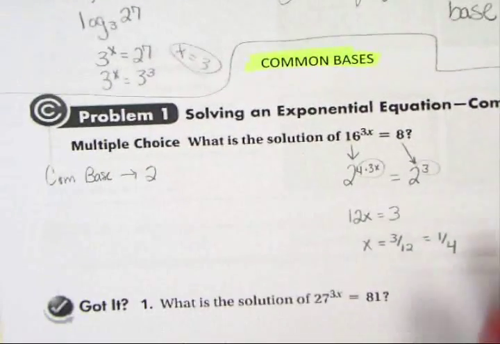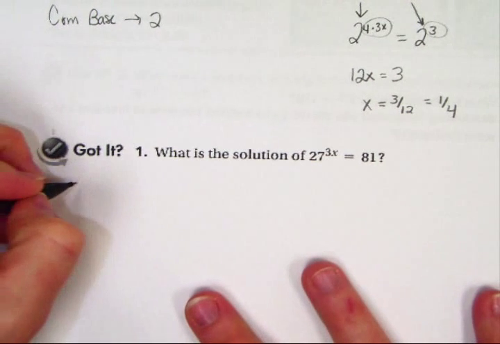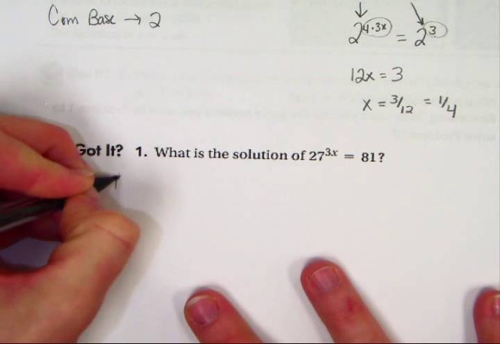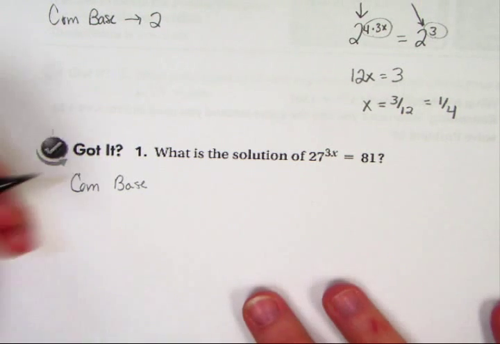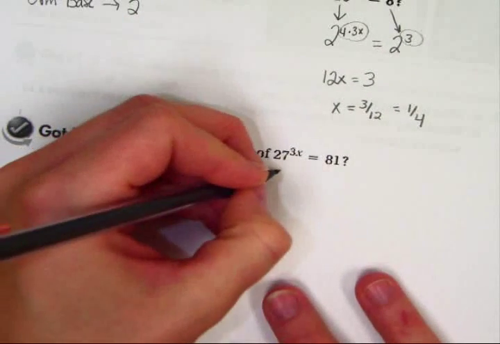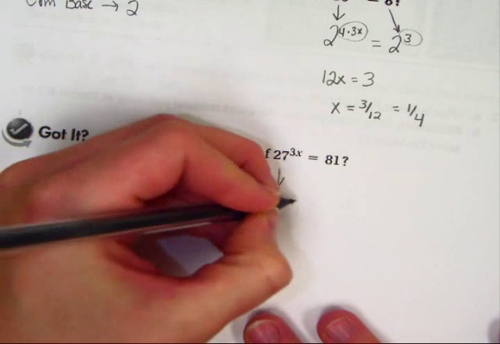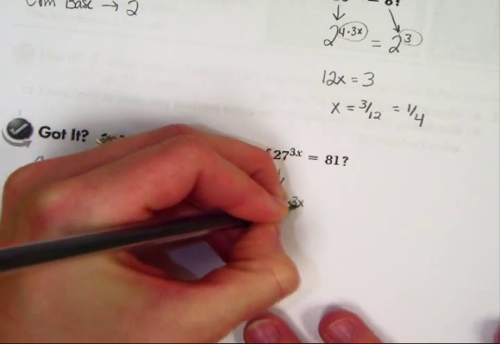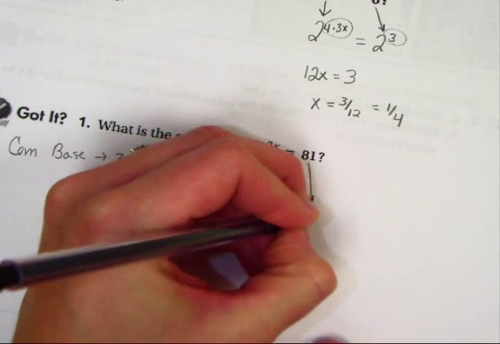Let's move on to Got It number 1. Now the Got It number 1 also has a common base. Take a moment and try to figure out what the common base of Got It number 1 is. Hopefully you were able to come up with the common base, and this one is 3. So let's write 27. 27 is 3 to the 3rd, but remember that it had an additional 3x with it. Now 81 is 3 to the 4th.